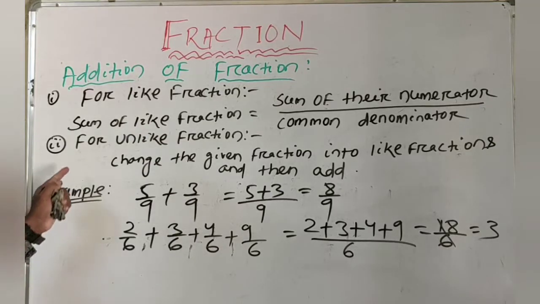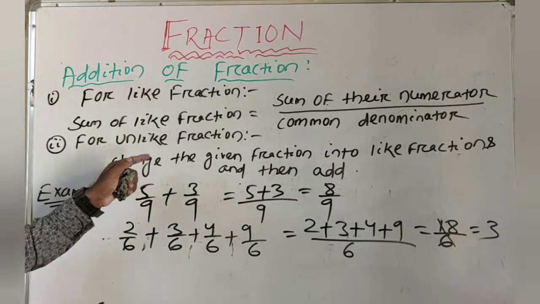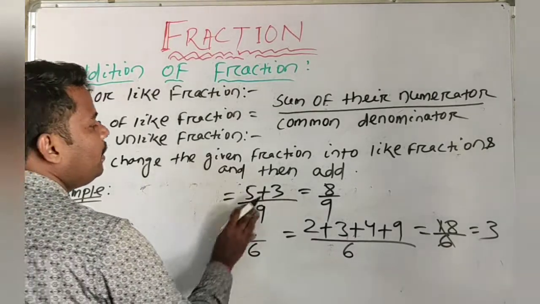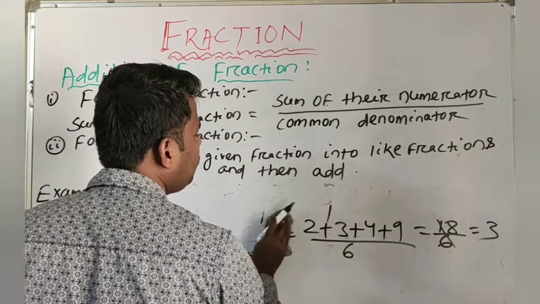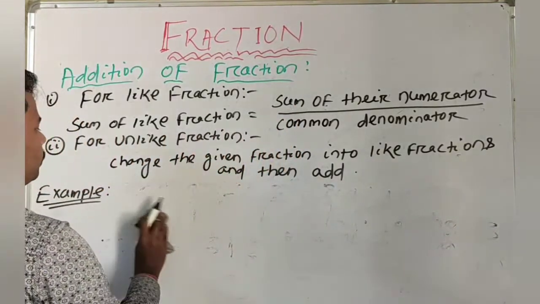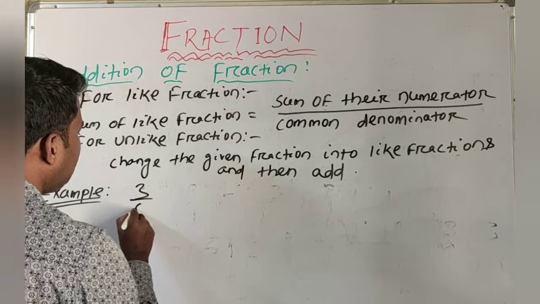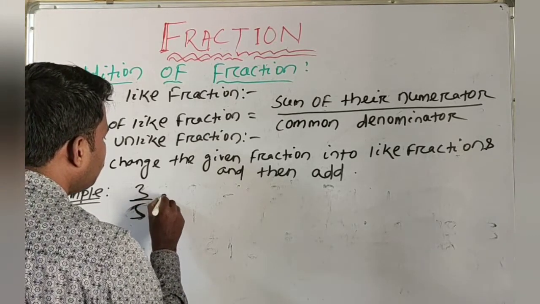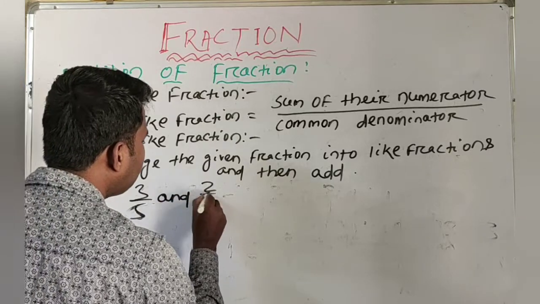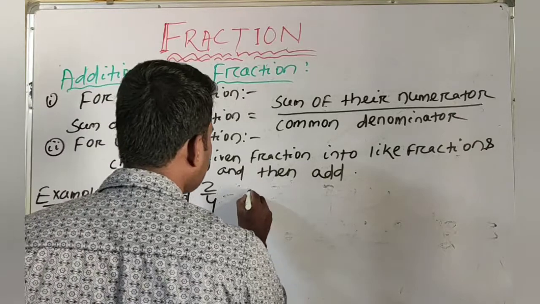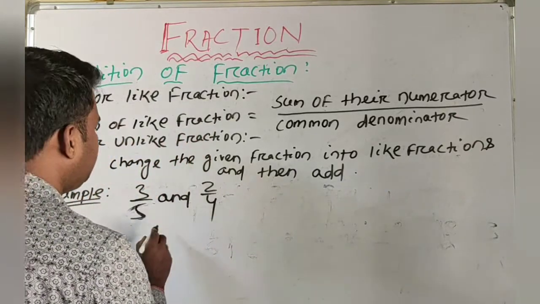Then we learn how to add unlike fractions. Unlike fractions means if the denominators are different, we can say those fractions are unlike fractions. So suppose 3 by 5 and 2 by 4. How will you add? 3 by 5 and 2 by 4.